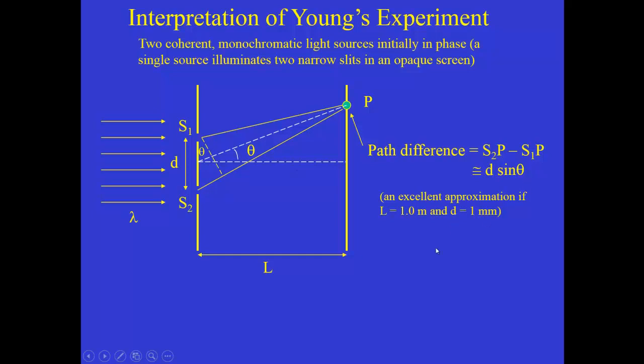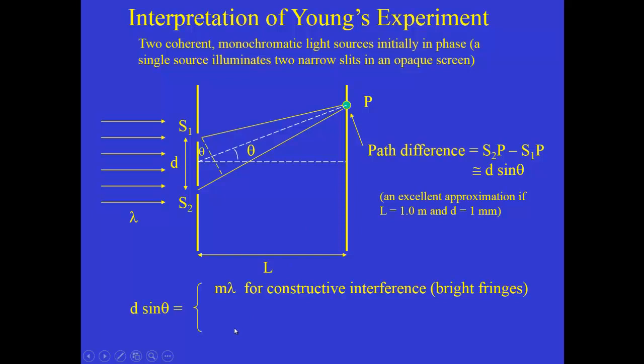So what do we do with that? Well, we already know if you've got two waves that are in phase, and one of them has to travel a little bit further than the other one to reach a common point, we know what the condition is for that path difference to give us constructive and destructive interference. If the extra distance is equal to an integer multiple of the wavelength, then the waves that started out in phase will still be in phase when they reach point P. And that's the condition for constructive interference. That's where we would see a bright fringe on the screen.